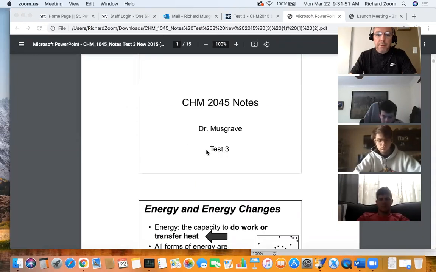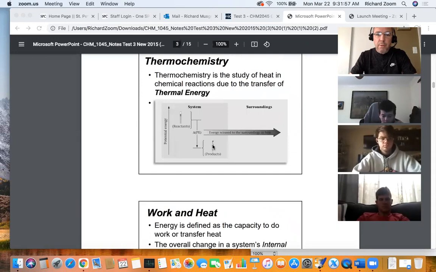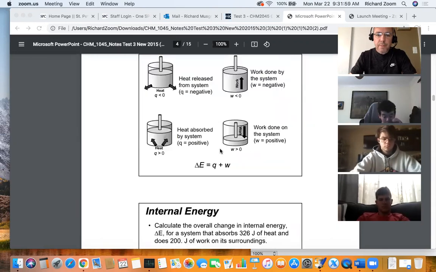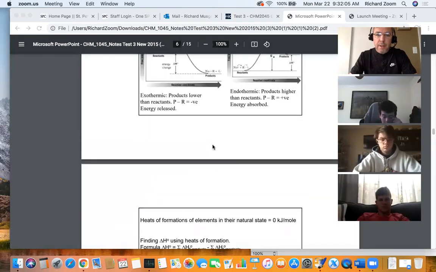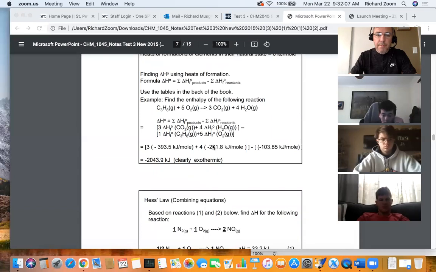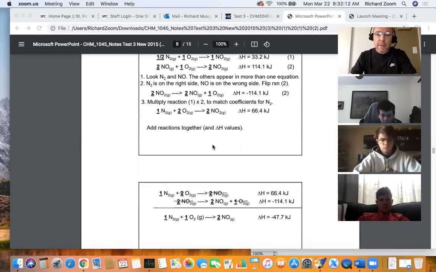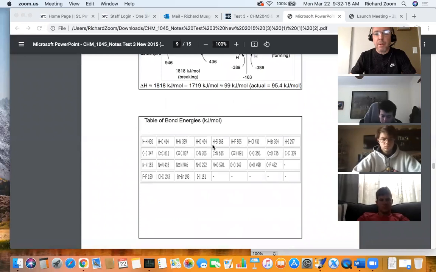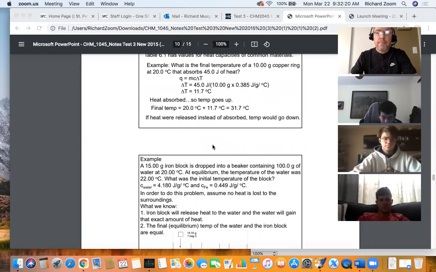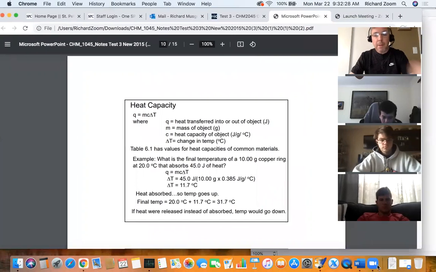All right, so the stuff you would have looked at, hopefully, would have been the stuff to do with work and heat, which actually isn't too bad. And then enthalpy, which isn't that bad either. The bond energies isn't too bad, but Hess's law is one you might have had some issues with, and that's one I'm going to spend some time on a bit later on. So let's get back on the schedule here, and we'll begin with heat capacity.